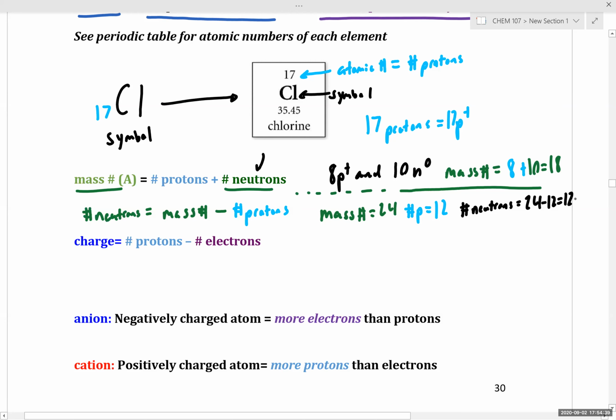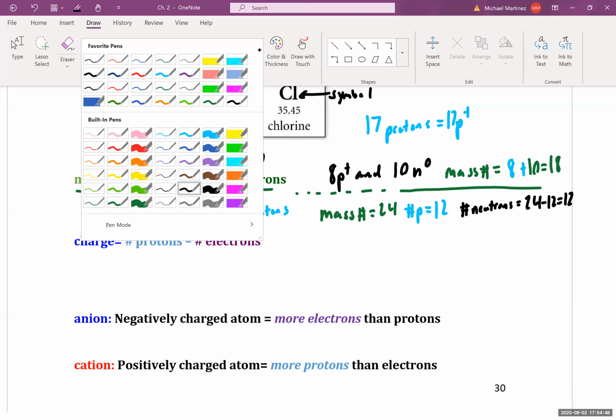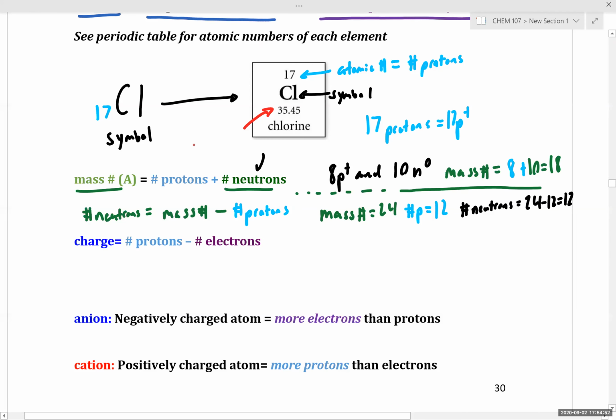Okay, now what's really important to note is the atomic number is the number on top. This bottom number here has a special name. This is known as the average atomic mass. You do not use the average atomic mass for isotope notation calculations. Average atomic mass is used for an entirely different purpose. Does that make sense?